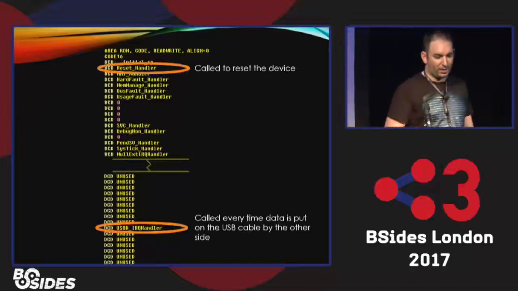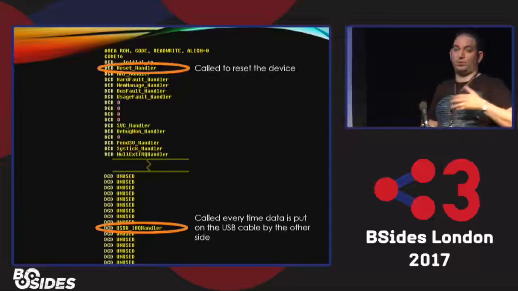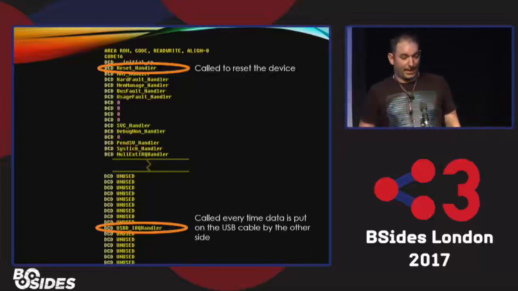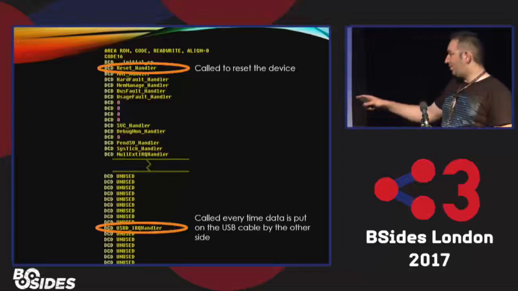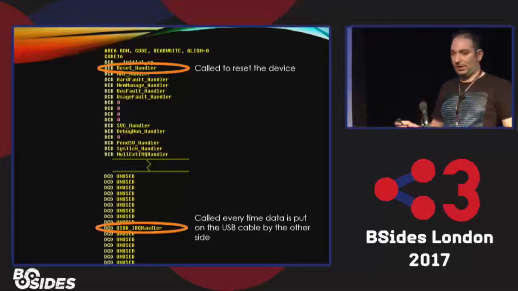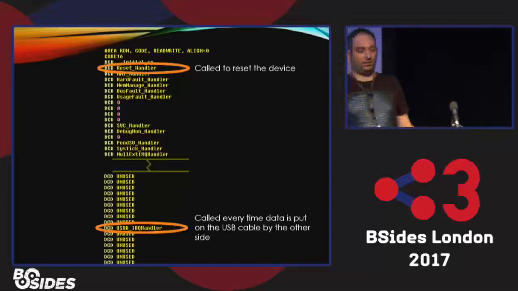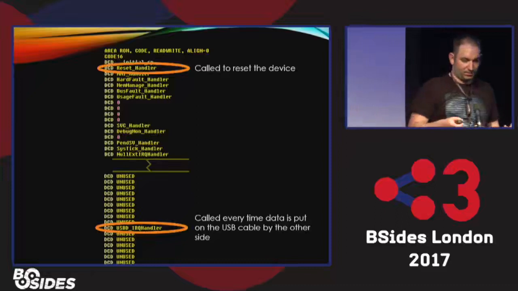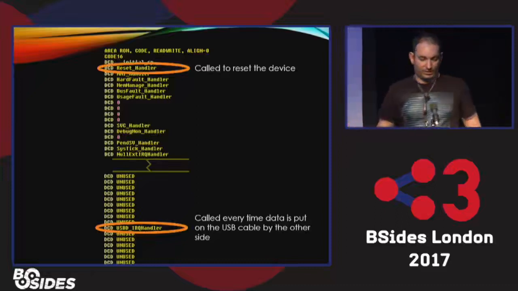So ringed at the top, we've got the reset handler. This is the first function that's called, and it's called when there's an exception or something like that. It's called to basically reset the device. And right the way down the bottom, we have something called the USB-D IRQ handler. This is called every time the computer sends some data to the USB device. So that's really useful stuff. Now we understand where we can start approaching these things.